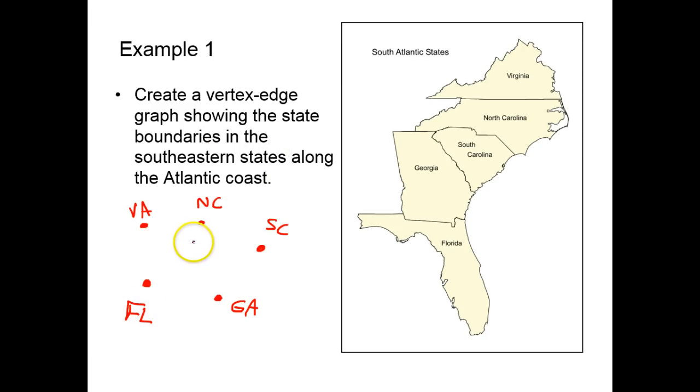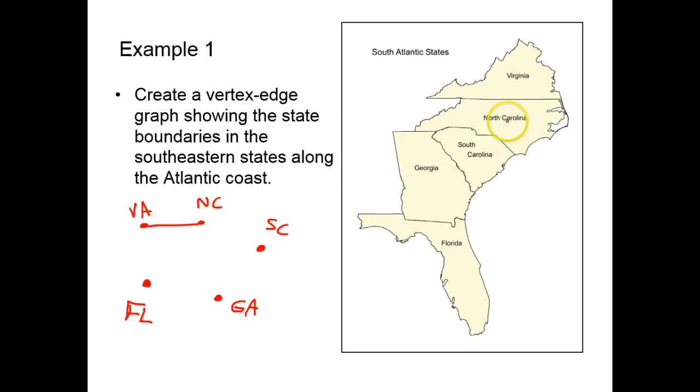Okay, so in this vertex edge graph, if two states share a boundary, then we will represent that connection by an edge. So, let's start with Virginia. Virginia shares a border with North Carolina and no other state. So we will draw an edge between Virginia and North Carolina because they share a border. So we're really done with Virginia right now.